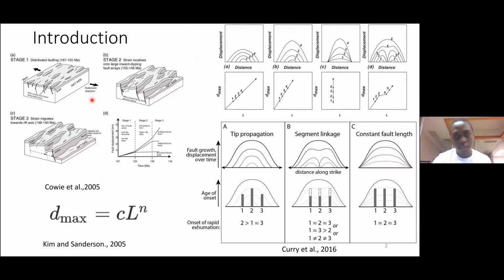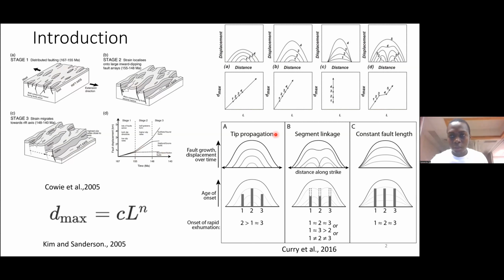When it comes to rifting and normal faulting, it has been suggested that it usually starts at isolated fault segments. So it goes from the first stage to the second stage. As the strain localizes, the fault becomes larger in terms of length and displacement, and there's formation of grabens and half grabens. So when you plot the fault displacement against time, you see a linear increase in fault displacement.